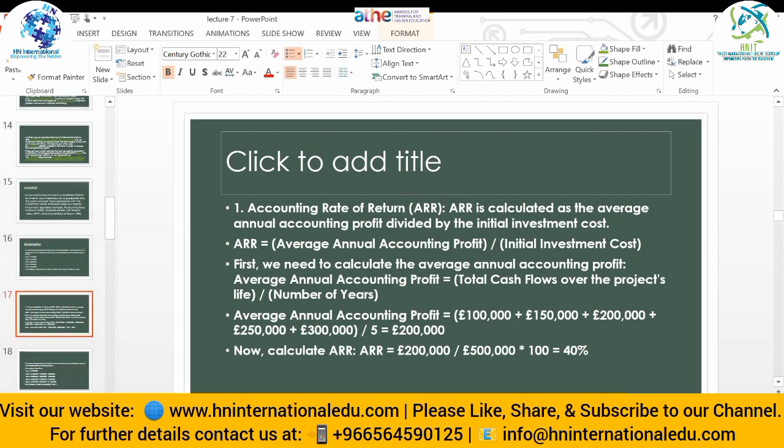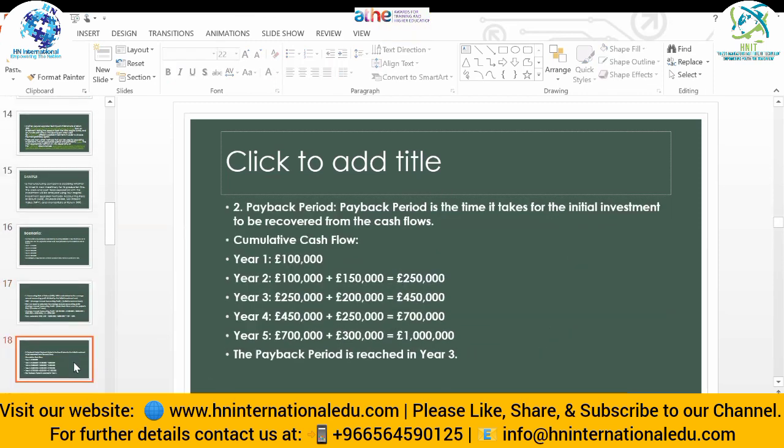This is how we're going to calculate ARR. Even if in the task question it is asked how to calculate the ARR of a specific year, we're going to do it like this.